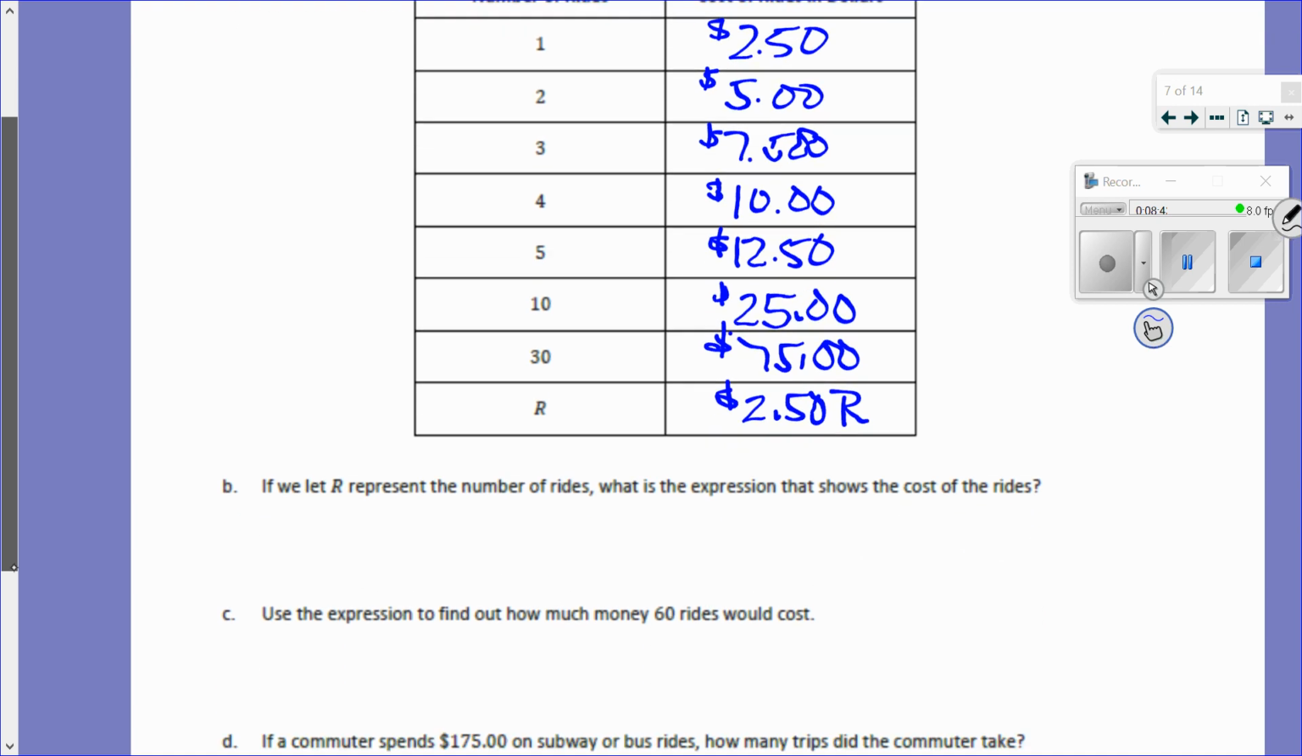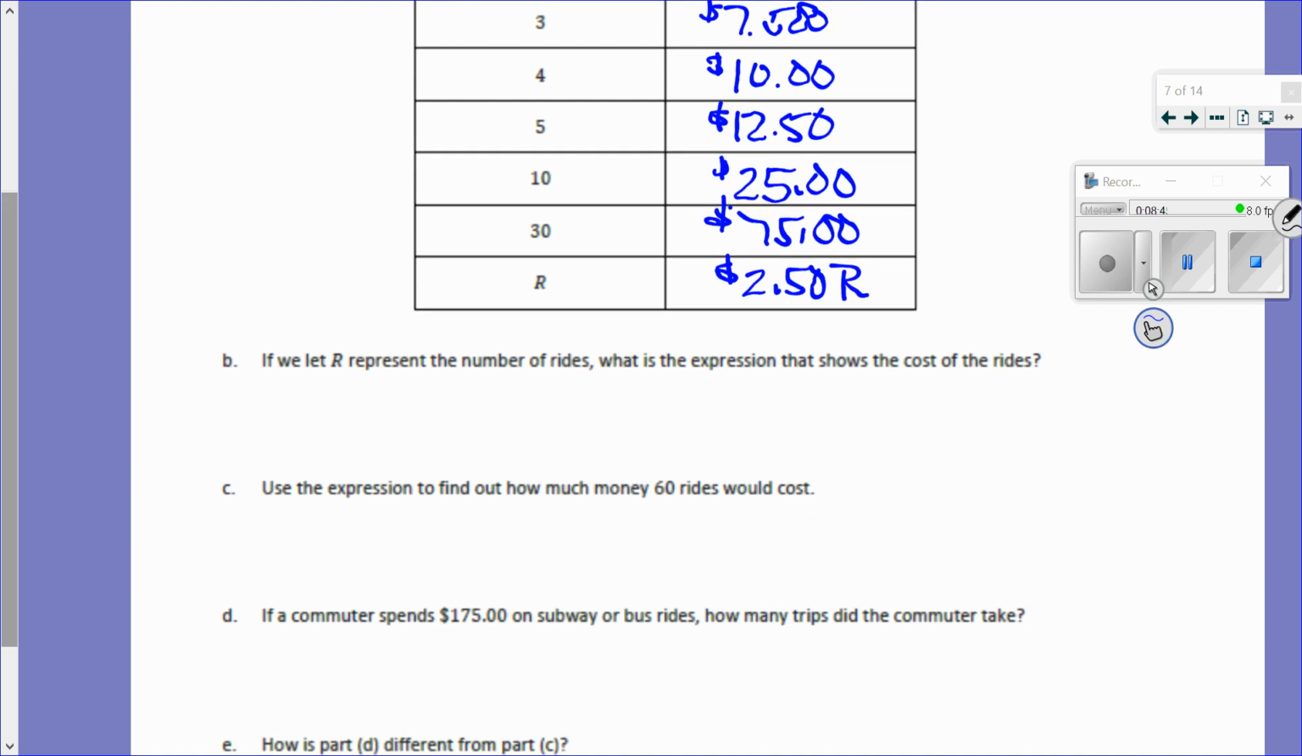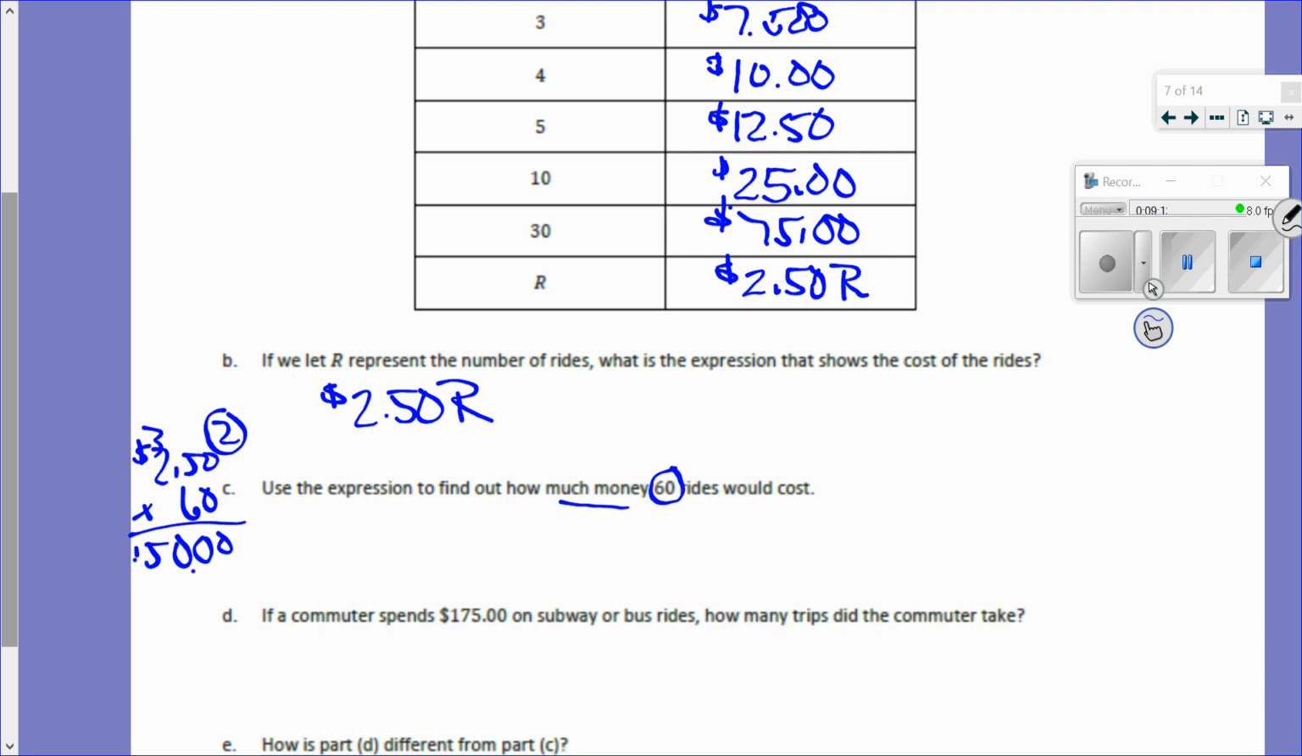Who's Dylan? Okay, R represents the number of rides. What's our expression? We already did that. Guys, pay attention. So $2.50 times that number of rides. So how much money would 60 rides cost? So what I'm going to do is take my $2.50, multiply by 60. I've got 2 decimal places. Now I just do 250 times 60. I get 2 zeros, 30, 12, 15, $150. So I put those 2 decimal places back in once I get to my answer.